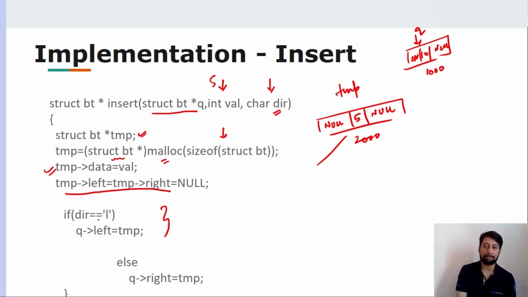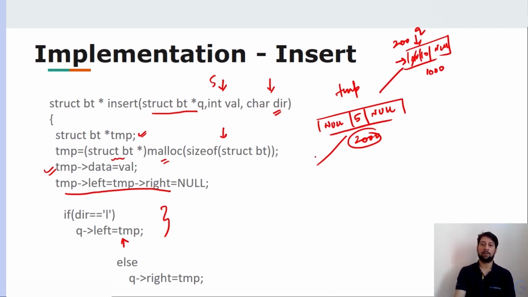Now we are saying queue's left, that means we are talking about this position, because the direction is left, so we are inserting this on the left hand side. We are saying if direction is left, then whatever is in the temp, put that in that left side. So that 2000 goes into here. That means this is linked, and this is how it looks now.